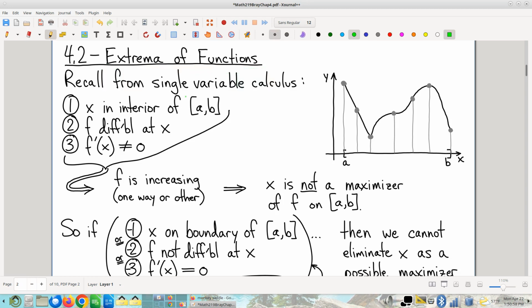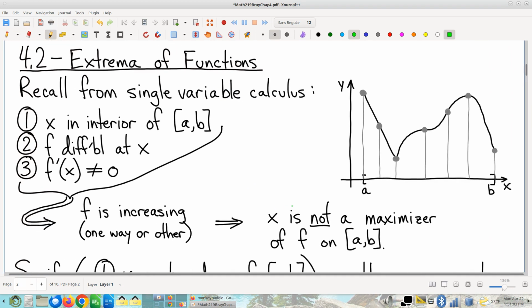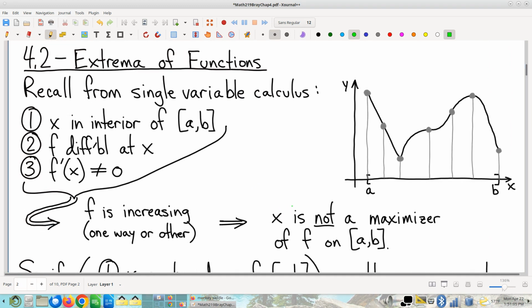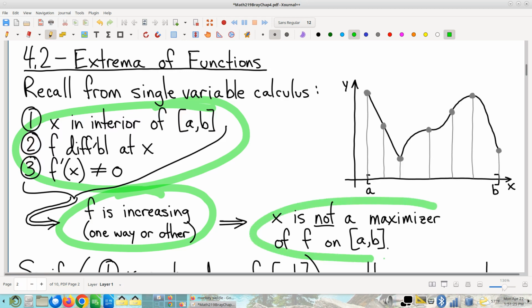So if you are looking at a single variable function, there is a collection of conditions you can write down with a nice punchline that the function is at that point in the process of increasing one way or the other, depending on how you're moving in the x-axis. And therefore, that the point in question is not a maximizer.